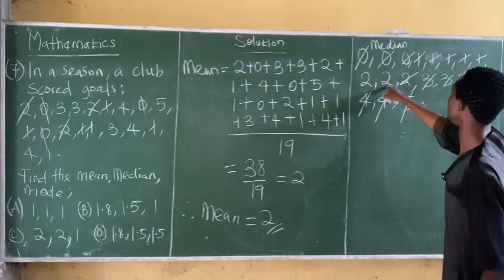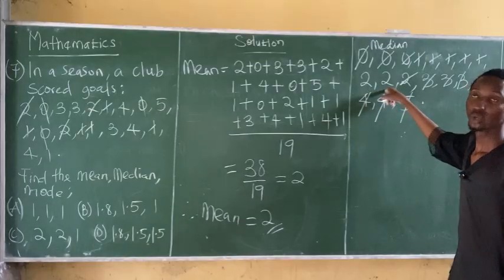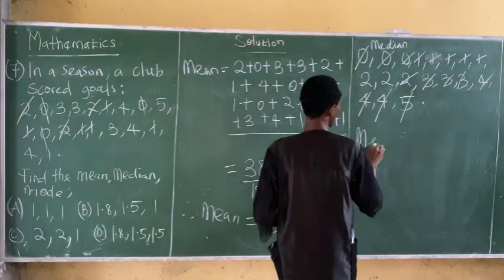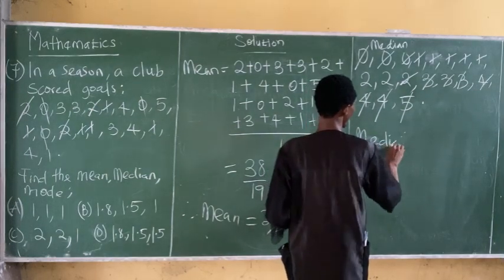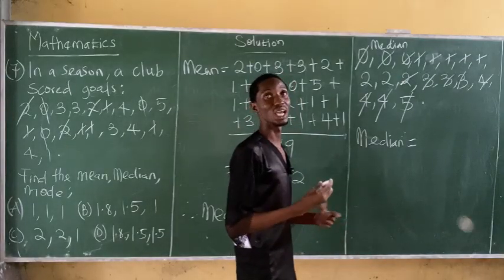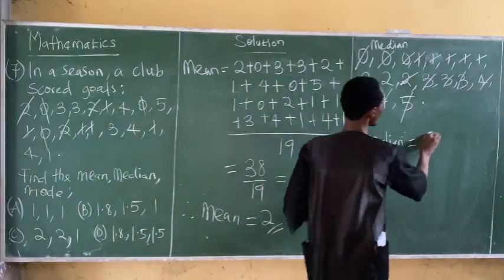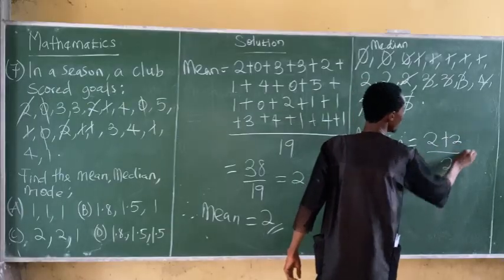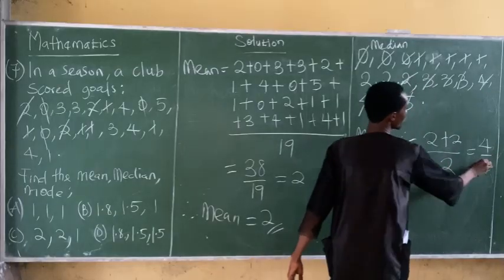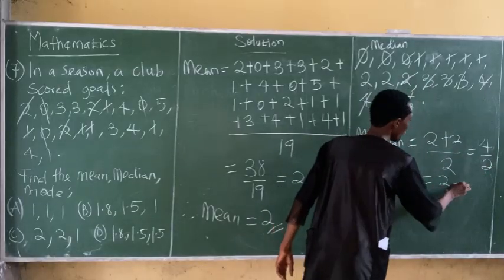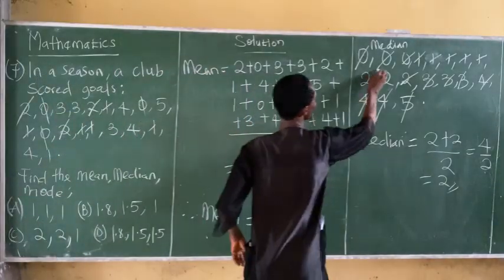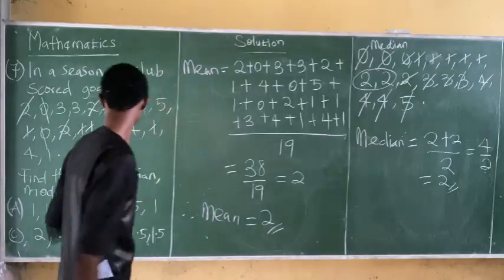You are left with 2 values, 2 and 2. When you have 2 values like this for the median, you add the 2 values together and divide by 2. You take the average. So we say 2 plus 2 divided by 2. 2 plus 2 gives us 4, and 4 divided by 2 gives us 2. So the median is 2. That's the middle number there. Don't forget we have 2 numbers here.